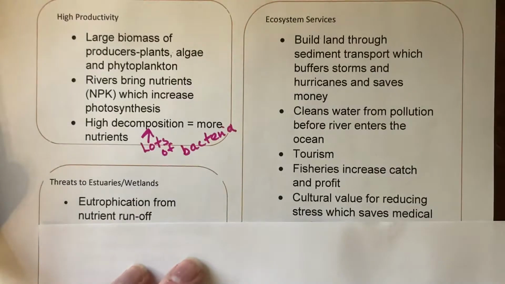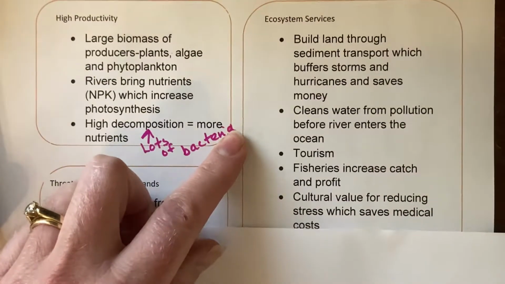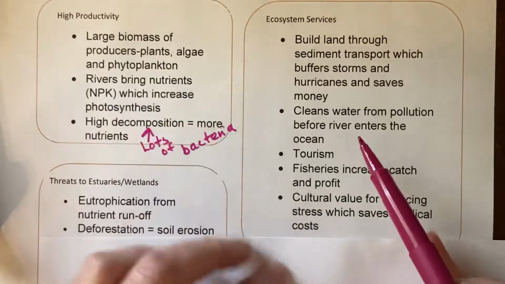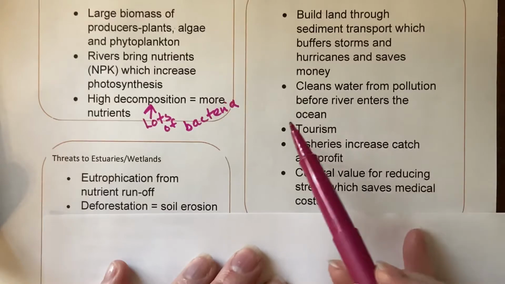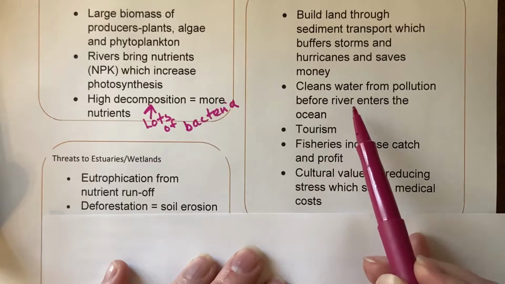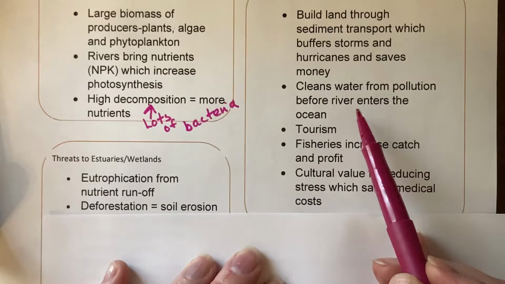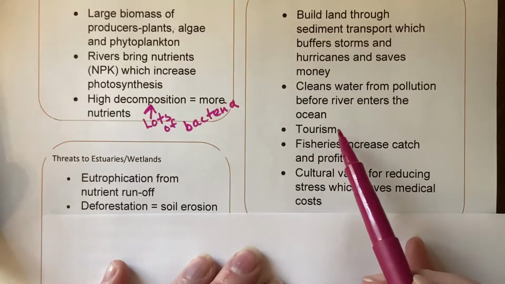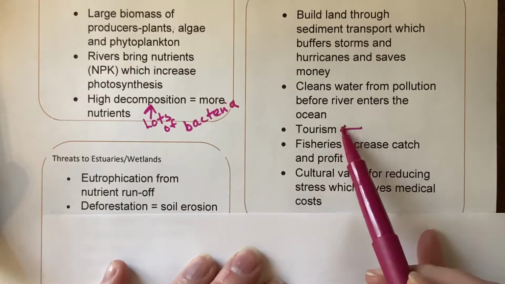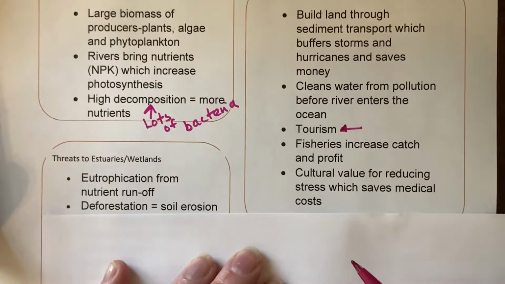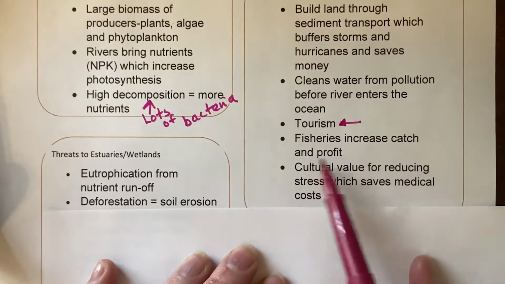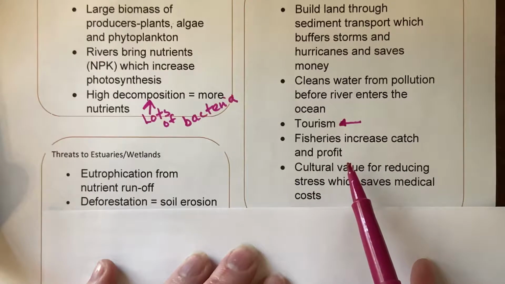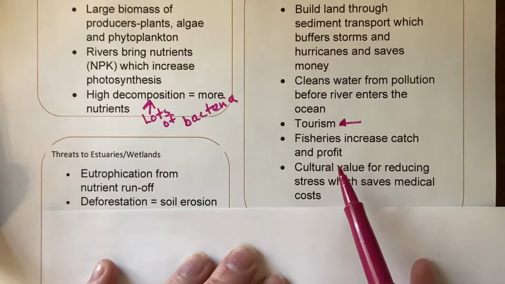Okay, another one is that it cleans the water from pollution from the river. So if your river has polluted water from industries, from chemicals, from heavy metals, the plants in the estuary can clean that water before it enters the ocean. Tourists love to come and visit estuaries to bird watch, to take walks, to photograph, to paint. Fisheries increase the catch and profit from their fish. So the more estuaries are there, the more fish they can catch and sell.